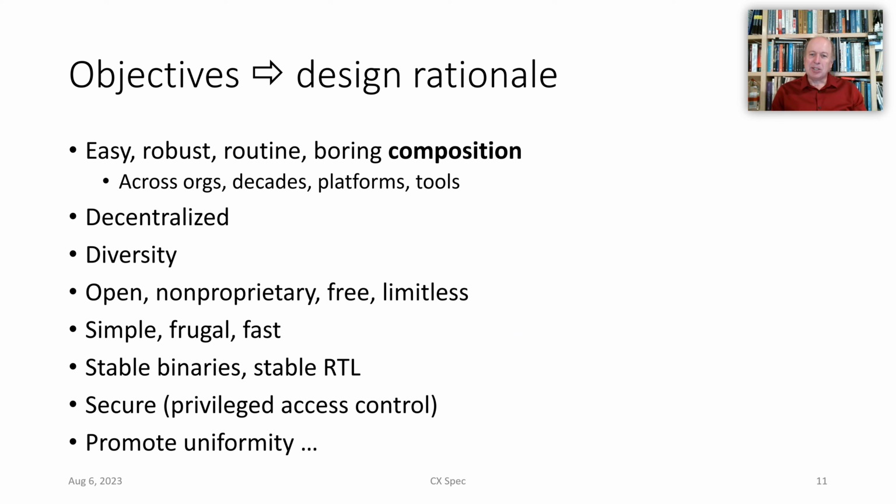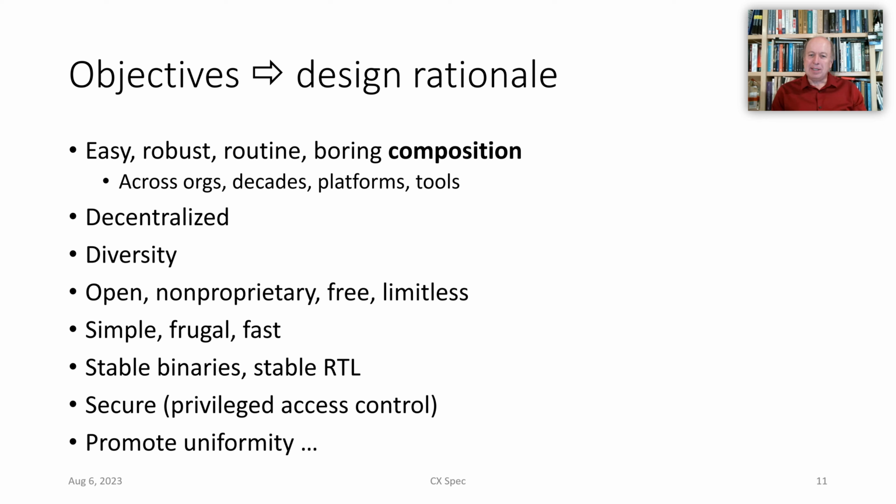To appreciate the various moving parts of the specification, it's helpful to understand our design objectives. Of paramount concern was composition. We could not use any idea that would break correct composition. It has to be easy, robust, routine, even boring, to add a composable extension to your system, without ever worrying that the rest of the system may come crashing down. And as extensions, CPUs, CXUs, and libraries will be authored across organizations, across decades, across platforms and tools, that also constrains our solution space.